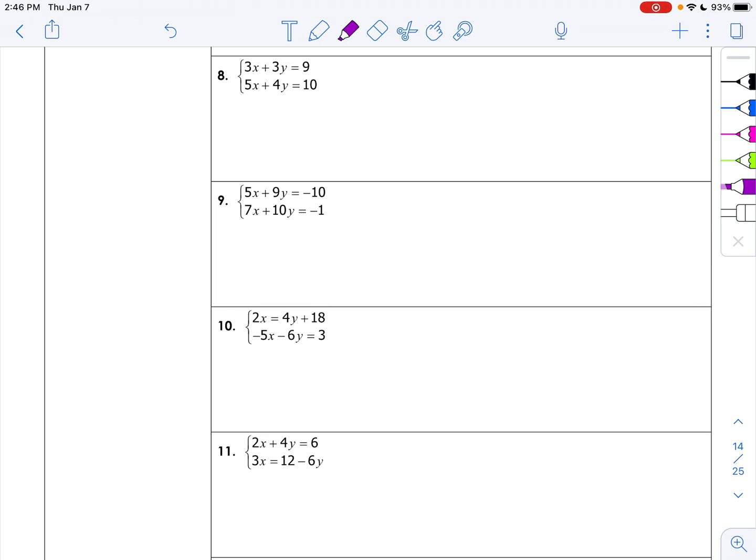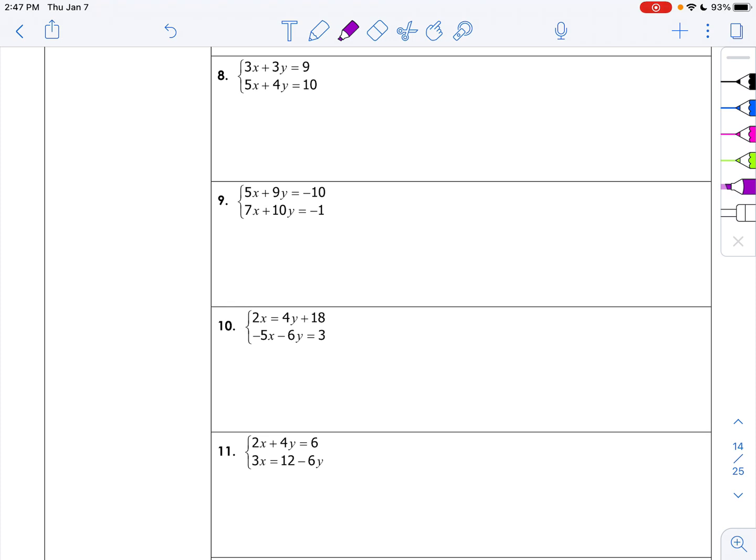Number 8, again, I have everything lining up. My x terms line up, my y terms, and my constants. But when I take a look at what I can change to get opposite coefficients, it's not quite as simple. For this one, I'm going to have to multiply both equations in order to get those opposites.